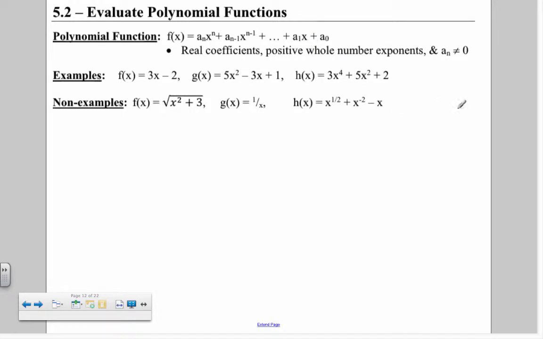And then the last thing is that a sub n can't be 0. So your very first one, your leading coefficient, can't be 0. So let's take a look at some examples.